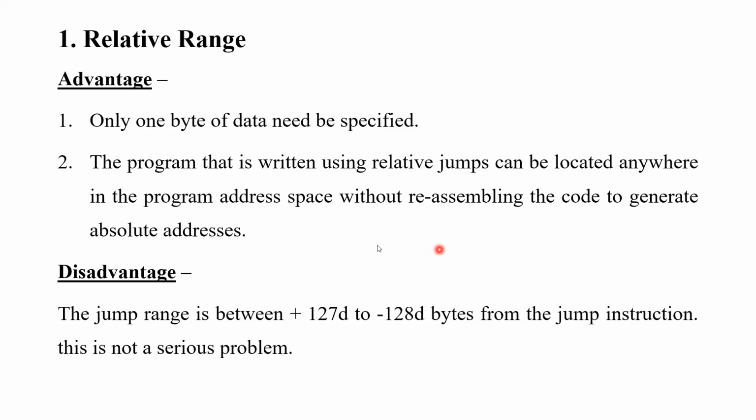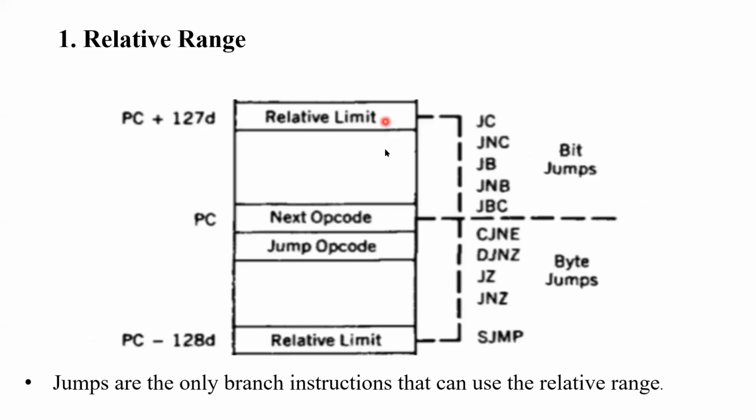As I said, you don't need to reassemble the code to generate the absolute address. That is one of the advantages, and it also requires only a byte to address the relative range. This is about the relative range. Most of the jump instructions we have, whether bit jumps or byte jumps, which check for the byte condition or the bit condition, mostly fall under the category of relative range.